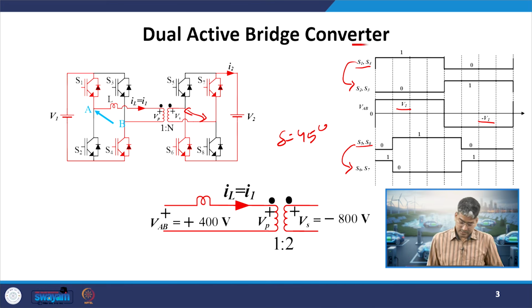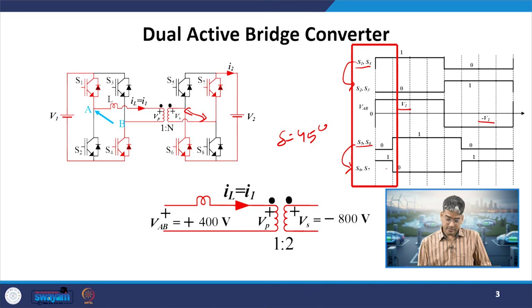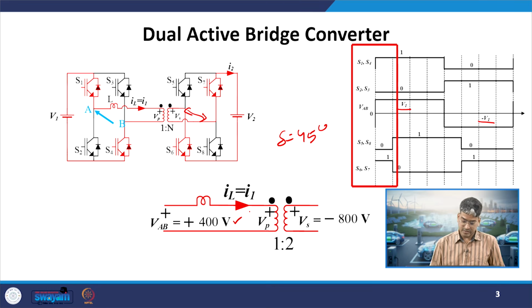Now let us see one by one. For the first case, or the first combination, S1 and S4 are on the primary side, and S6 and S7 are on the secondary side. So on the primary side we will get plus 400 in this particular example, and on the secondary side, as S6 and S7 are on, we will get minus 800.